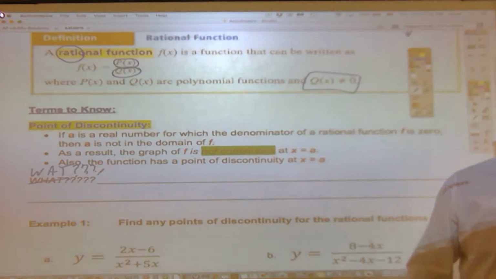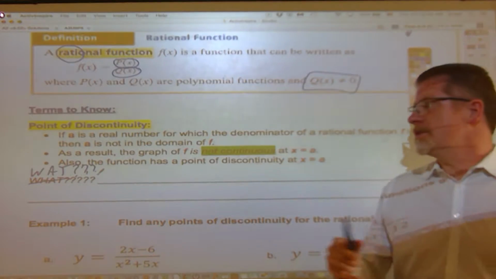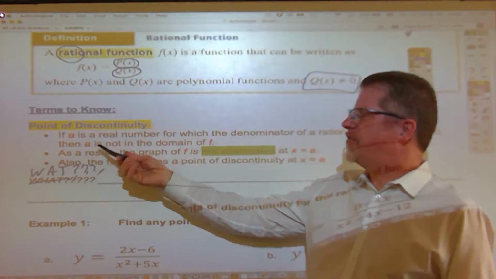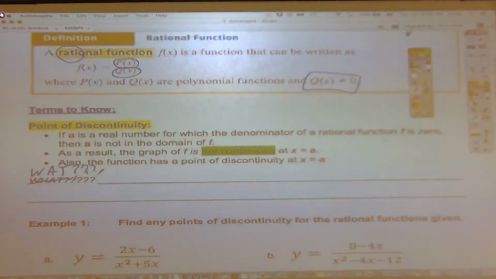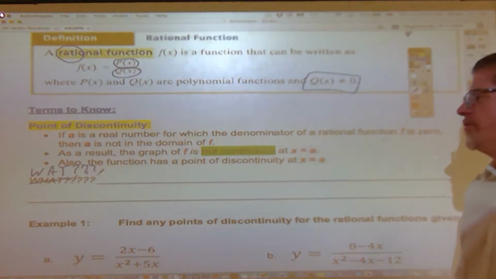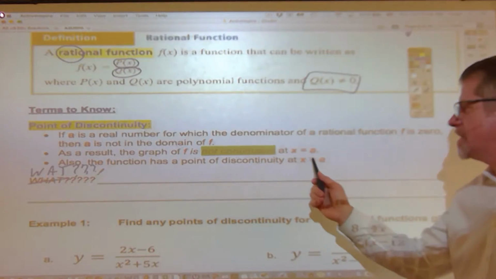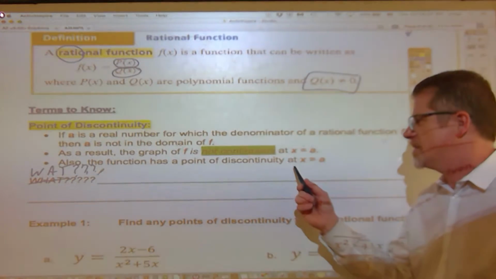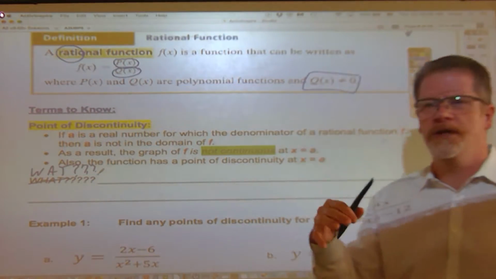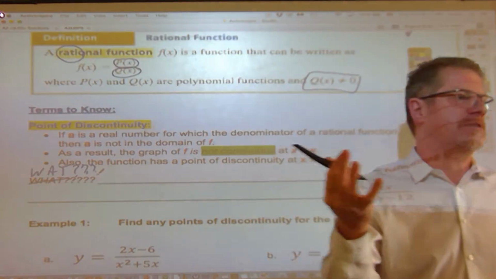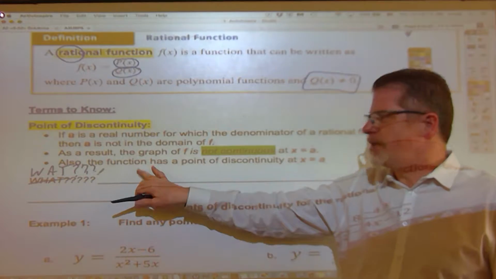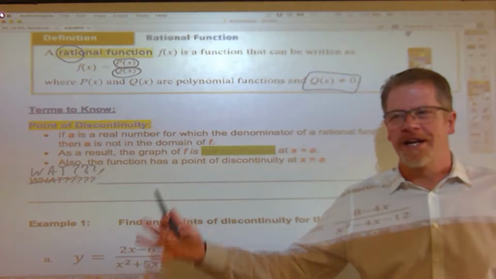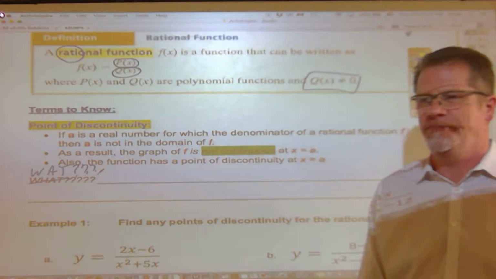What is the response that some students have to statements like, if a is a real number for which the denominator of a rational function f is 0, then a is not in the domain of f. As a result, the graph of f is not continuous at x equals a. Also, the function has a point of discontinuity at x equals a. So apparently, whoever made up this lesson was aware of the fact that students would look at this jumble of big words and respond with, what are we learning today?